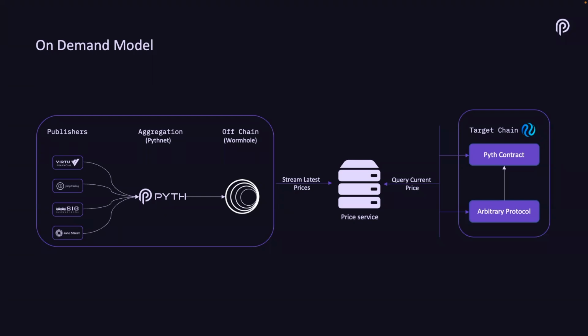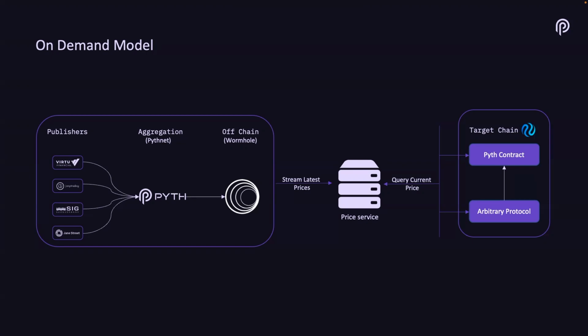In order to do so, there is a need for a mechanism that will allow these other chains to verify the authenticity of these prices. And that is where Wormhole comes into the picture. On Pythnet, we are signing and streaming these prices using Wormhole. And once we do that, we stream these prices off chain. There is a price service, which is a permissionless service running off chain. And what it does is it basically listens to the latest prices that have been streamed off chain through Wormhole, and it stores these messages.